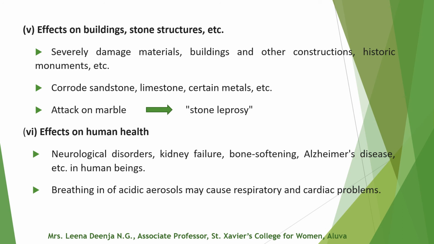Sixth one, effects on human health. No serious health hazards have been directly attributed to drinking acid water. Still, the presence of aluminum and other metals in acidified drinking water may cause neurological disorders, kidney failure, bone softening, Alzheimer's disease, etc. in human beings. Breathing in acidic aerosols may cause respiratory and cardiac problems.